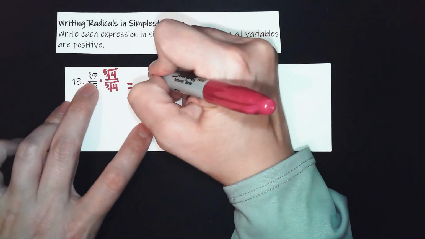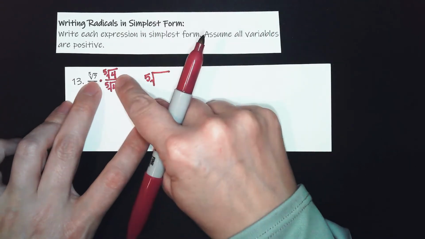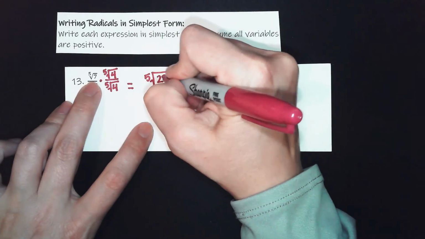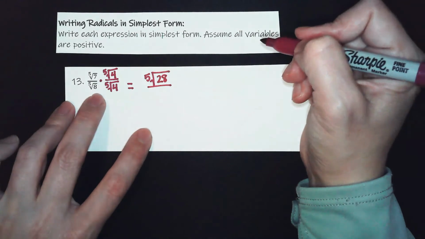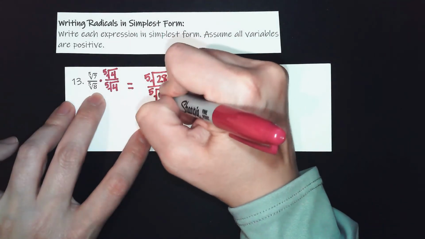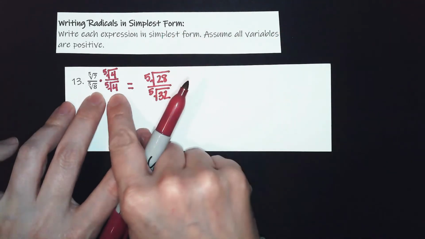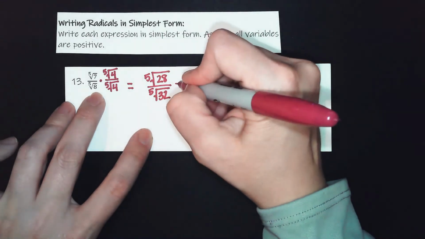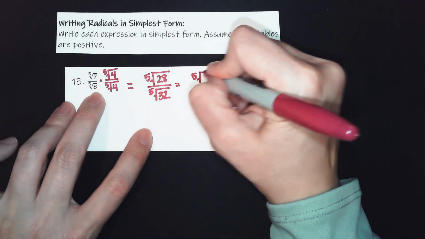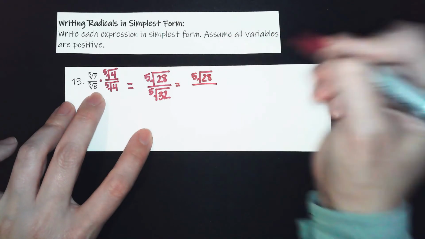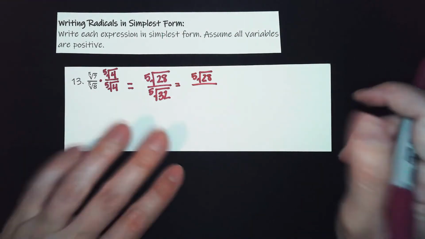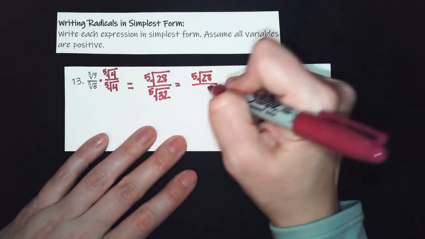So on the top, I have the 5th root, and we multiply the 7 and 4. In the denominator, I have a 5th root of 32 when I multiply the 8 and the 4. Okay, so the top does not simplify. You can always try it out, make sure, but it doesn't. Okay, 5th root of 32 is 2.